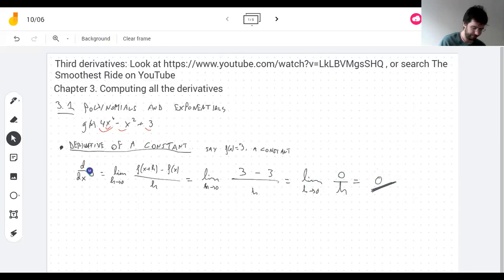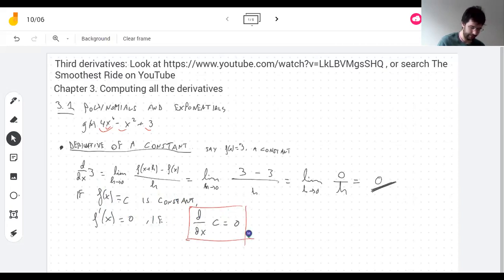So I wrote 3, but this works for any number. Nothing special about 3. If f of x is constant, then the derivative is 0. Or in other words, we already called the function c, probably not going to call it f of x. So the first rule that we have learned in a list of like 10 or so is that the derivative of a constant is zero.